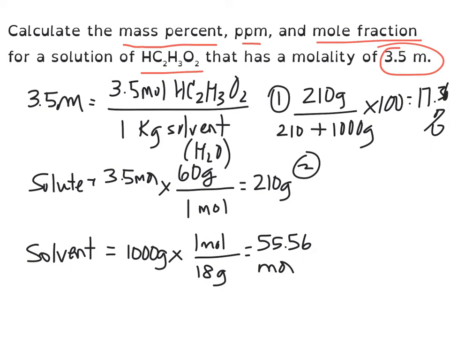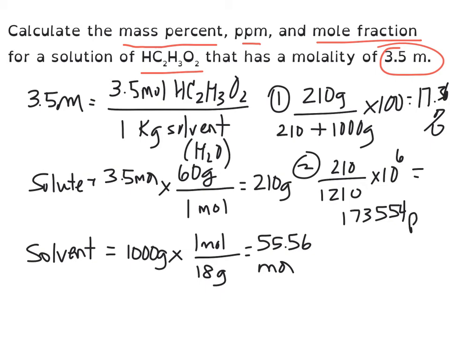My second problem asked me to find my parts per million. It's very similar to number 1. I take my 210 grams of my solute. I'm going to divide it by the total mass of my solution, which is the 1,210 grams. I multiply it by my factor of 10 to the 6 because I'm doing parts per million, and I end up with 173,554 parts per million of my solute.